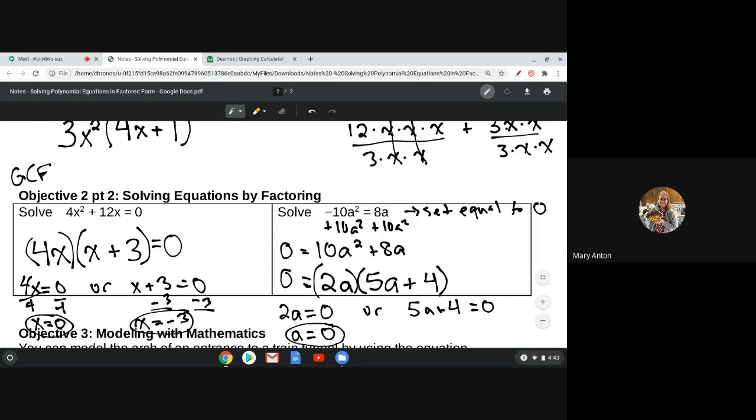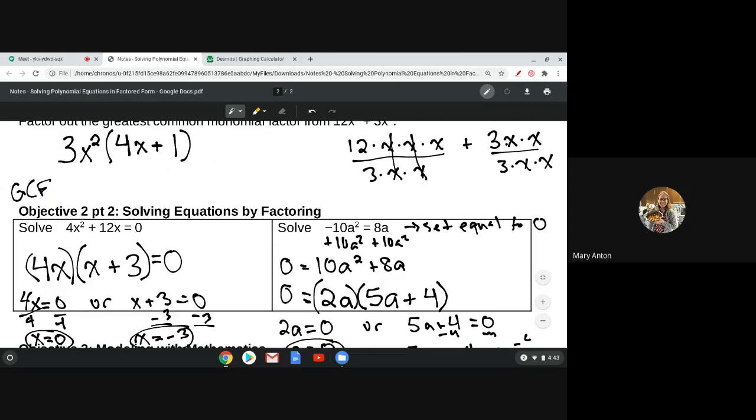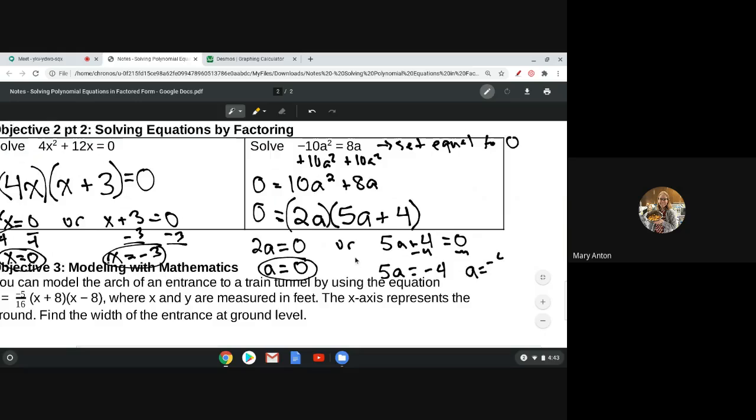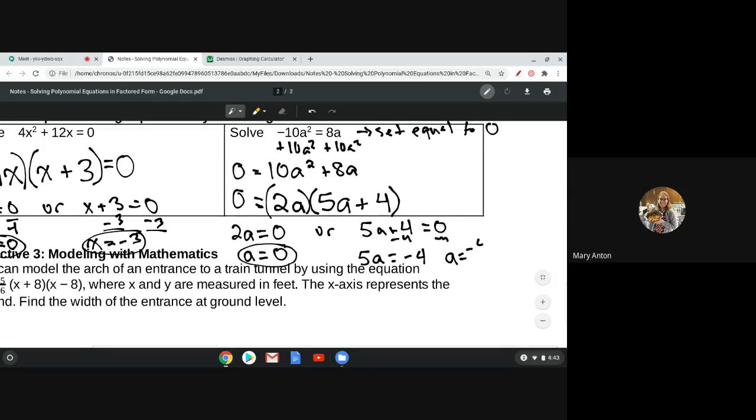And then 5a plus 4, I'll write it out. We're going to subtract 4 from both sides. This is going to be 5a is equal to negative 4. Then we divide both sides by 5, so we get a is equal to negative 4/5. So that means a can be 0 or a can be negative 4/5.